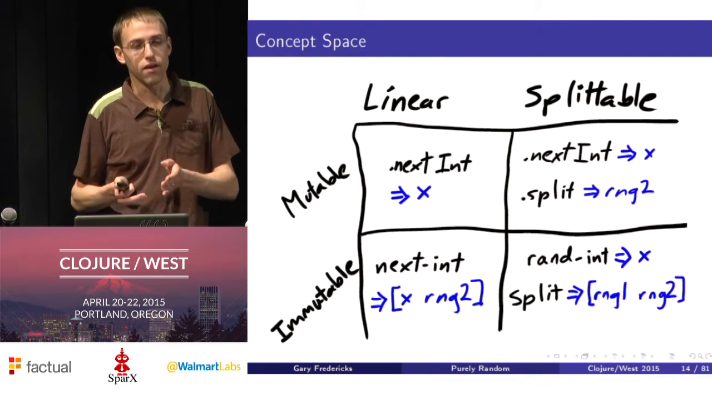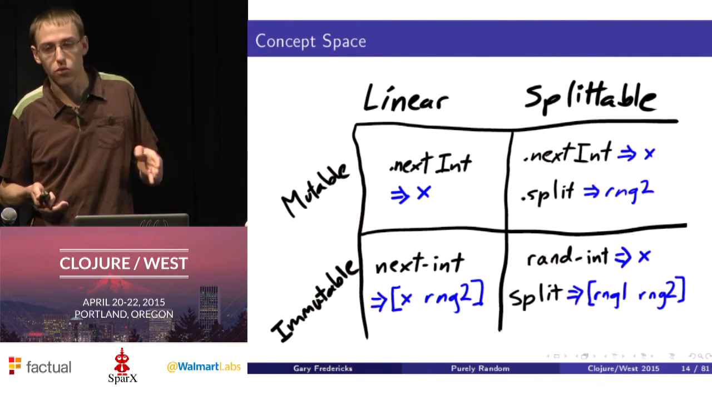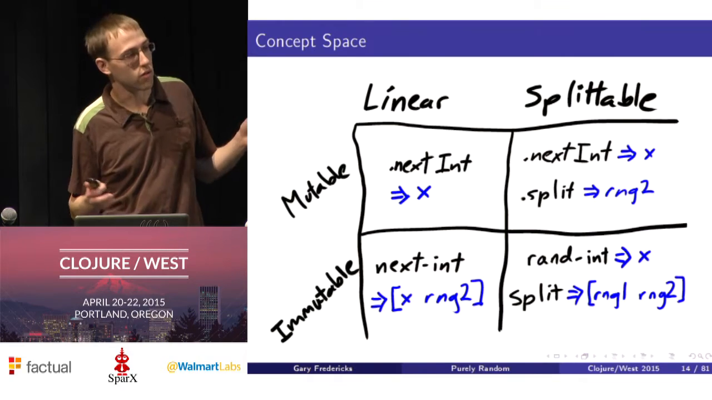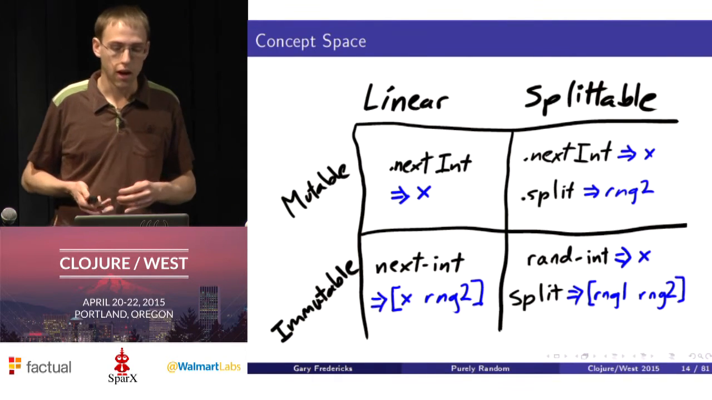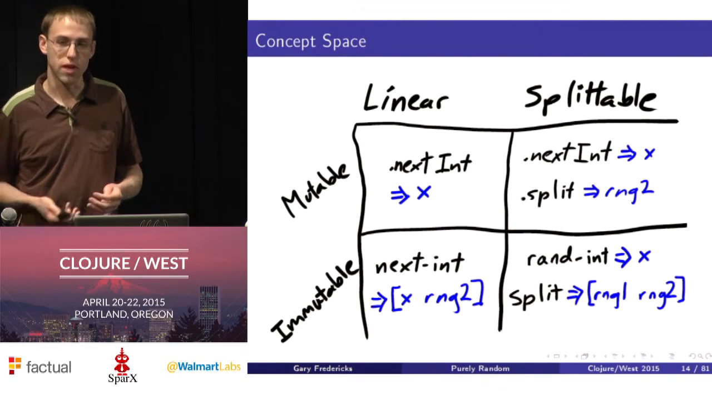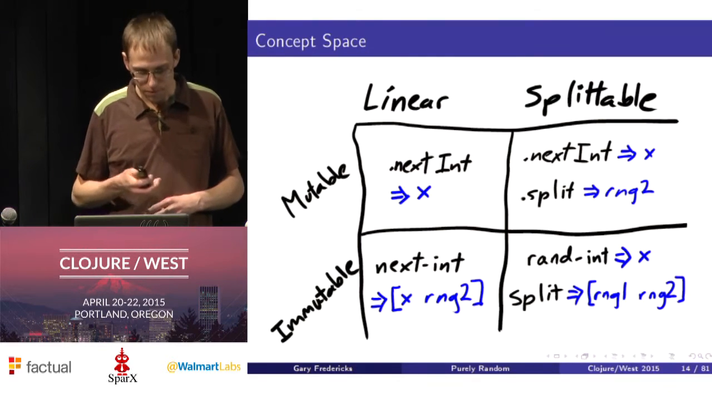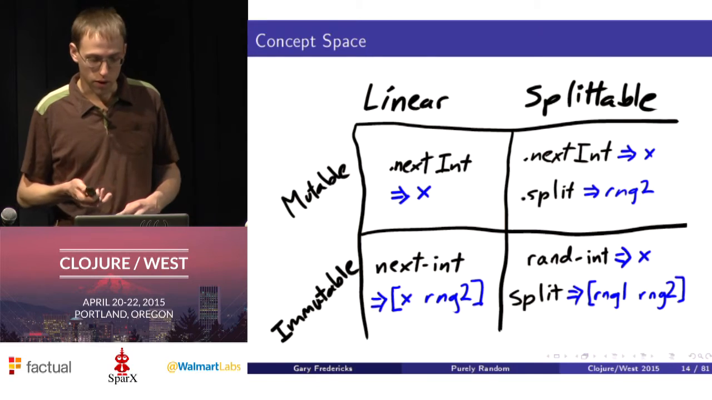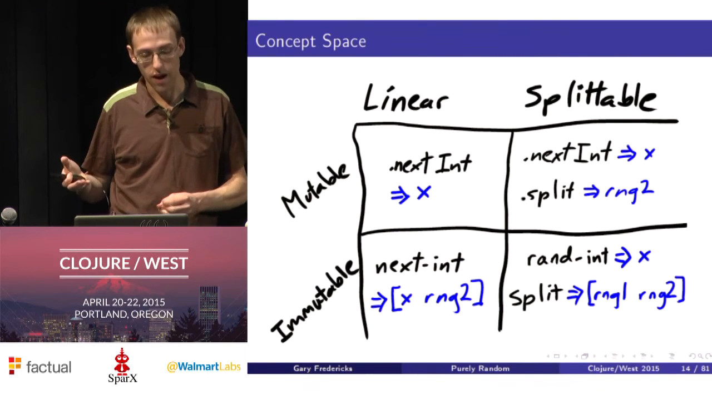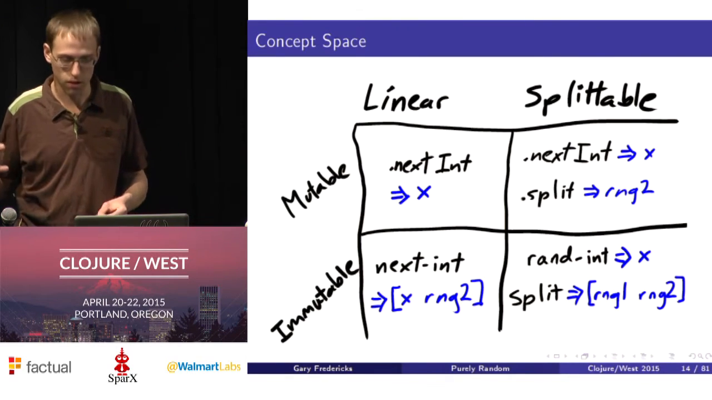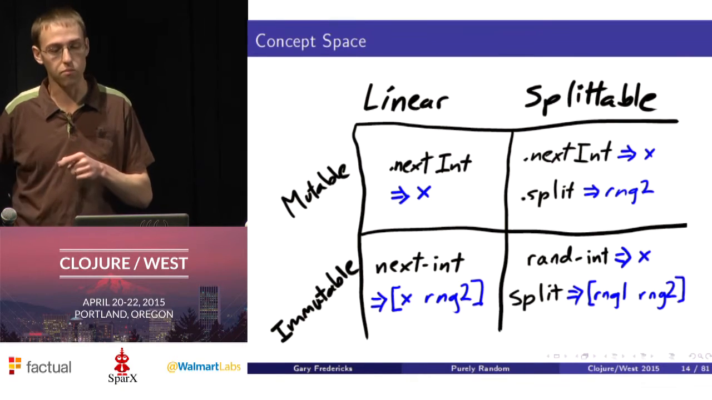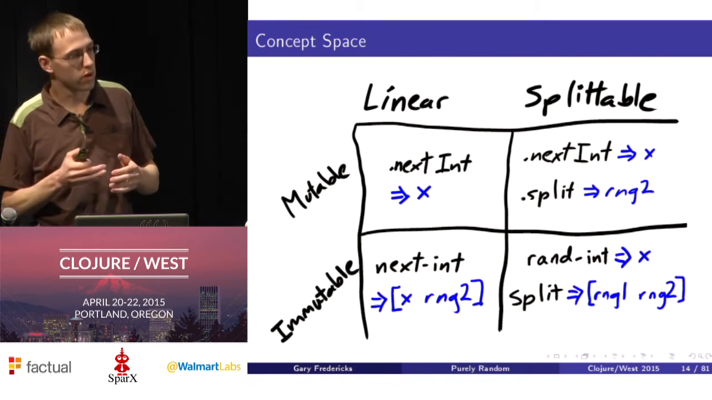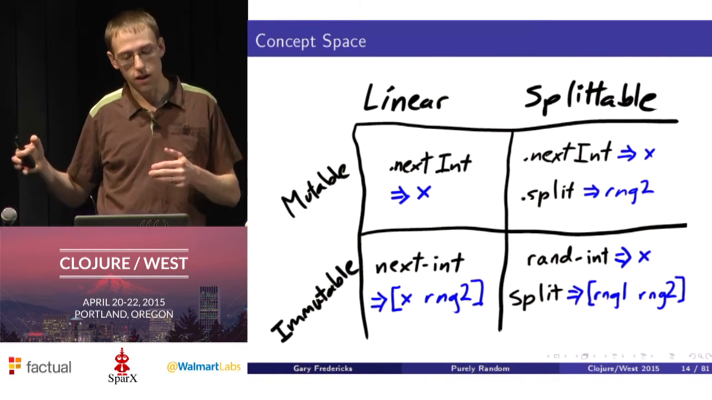So in the top left, we have linear mutable. This is our java.util.Random. Lots of classic object-oriented random number generators fall in this category. The basic API is you can just ask for a number and you get another number. The immutable version in the lower left that we looked at already will have a function that returns a pair. So that's the only difference. Otherwise, you're still getting a sequence of numbers. And then the splittable versions will add a split function.